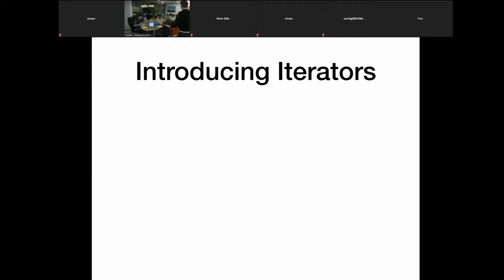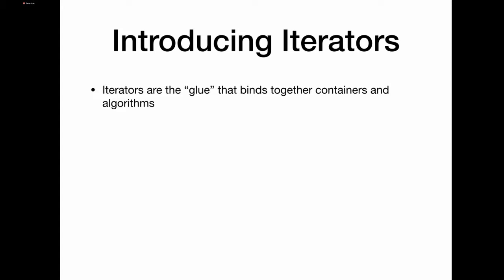The STL, containers and algorithms decoupled. So what are iterators? Why do we care? Iterators are the glue that binds together these things called containers and these things called algorithms. That's how they talk to each other. So containers provide iterators and algorithms consume iterators. So an iterator is the interface between containers and algorithms.